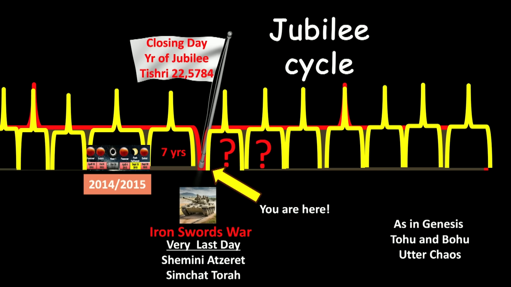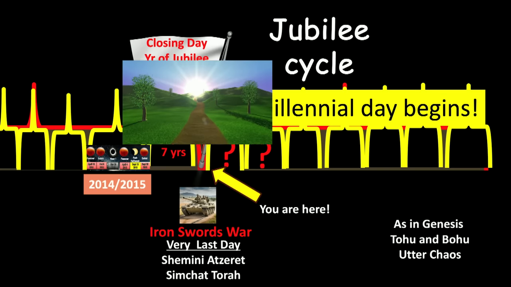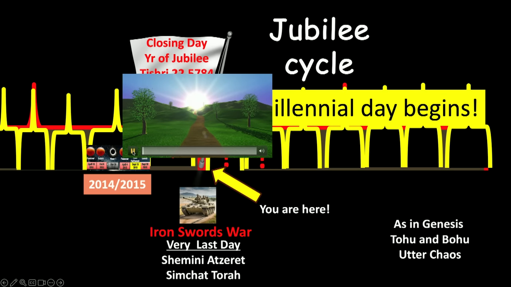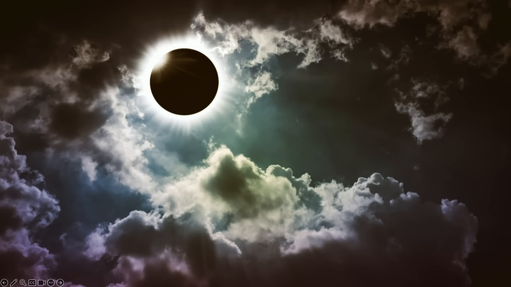24, 2015 sign. Okay, so here we go. The seventh millennial day begins. And how do we know? It is because it begins at sunset, and the sun is setting. We're in the end of the sixth day. So, with that said, I want to talk about solar and lunar eclipses.